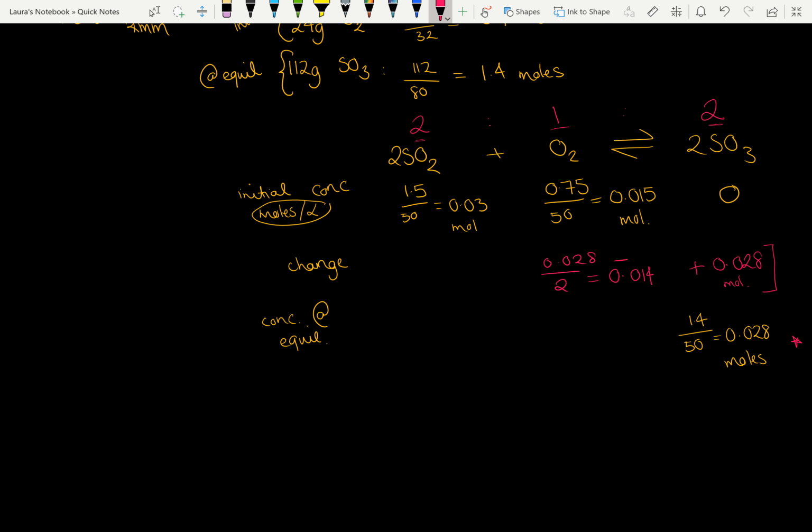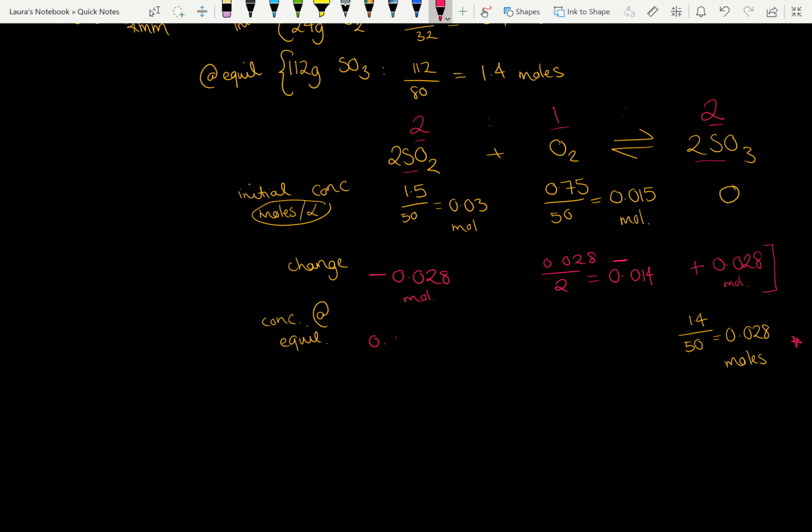So I'm going to put a big minus there, because that means that we've had a change of minus 0.014. Now if we look at our sulfur dioxide and our sulfur trioxide, it's a 2-to-2 ratio, which is the same as a 1-to-1 ratio. So whatever number of moles of our sulfur trioxide are produced, that has to have come from the same number of moles of sulfur dioxide. So that's 0.028 moles. Now I can finally calculate the concentration at equilibrium in moles per litre of my reactants.